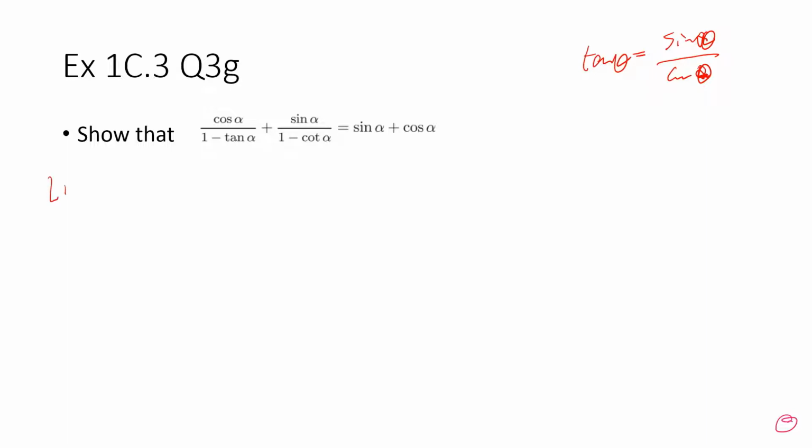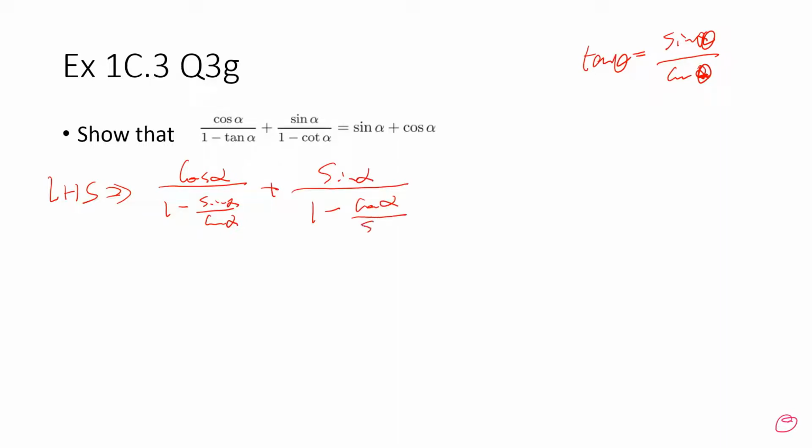So the left-hand side would become cosine alpha over 1 minus sine alpha over cosine alpha, plus sine alpha over 1 minus cosine alpha over sine alpha, right? Let's remember, we're not going to touch the right-hand side. We're going to stick to one side and see if after some simplification we can arrive at the right-hand side. Okay, so once we do, what do we do?